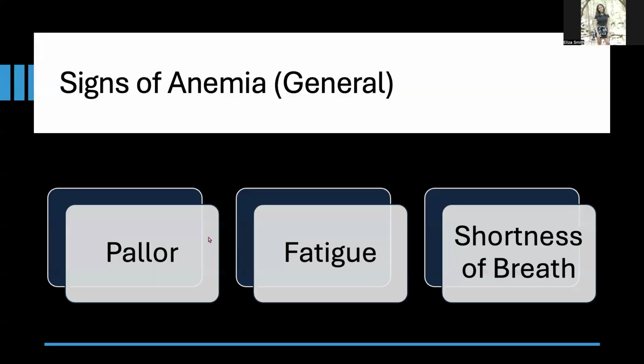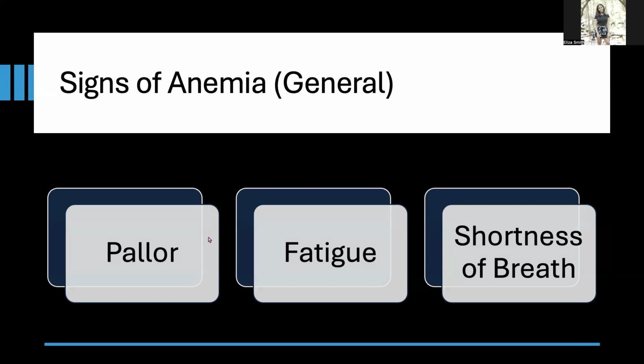Okay, so starting with the general signs of anemia. When we're talking about the different types of anemia, you're going to see these three common manifestations amongst all of the different disorders, and that includes pallor, which is just being pale, fatigue, as well as shortness of breath.